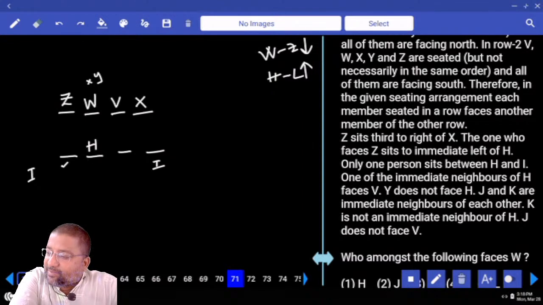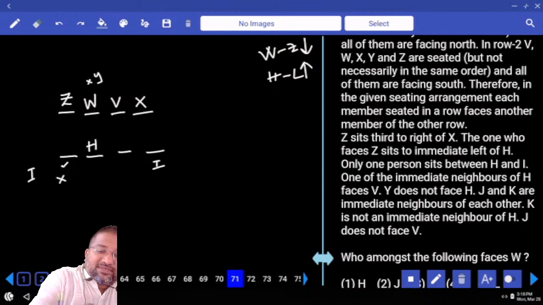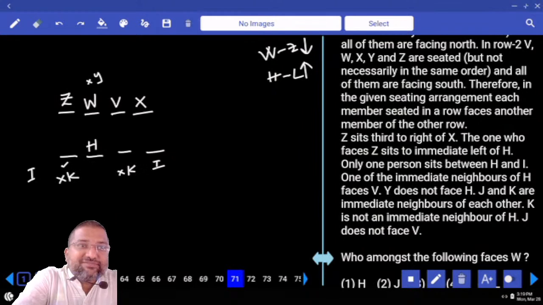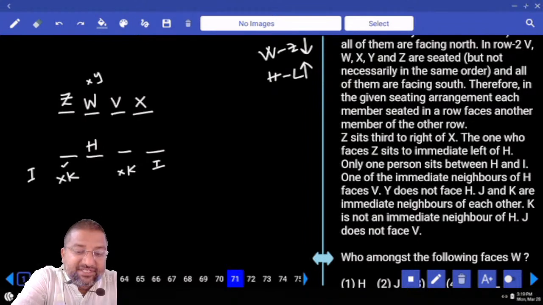J and K are immediate neighbors of each other. K is not an immediate neighbor of H. J and K are immediate neighbors of each other.